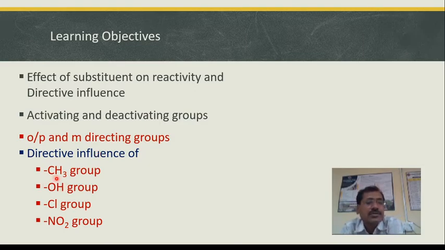So we'll see how this methyl group directs the incoming electrophile, how the OH group, the Cl group and the NO2 group also direct the incoming electrophile to the various positions in the benzene ring. This is what we will try to cover in today's talk.